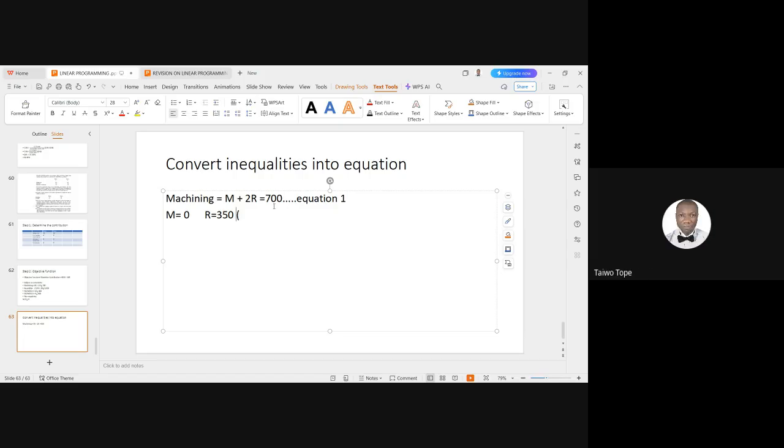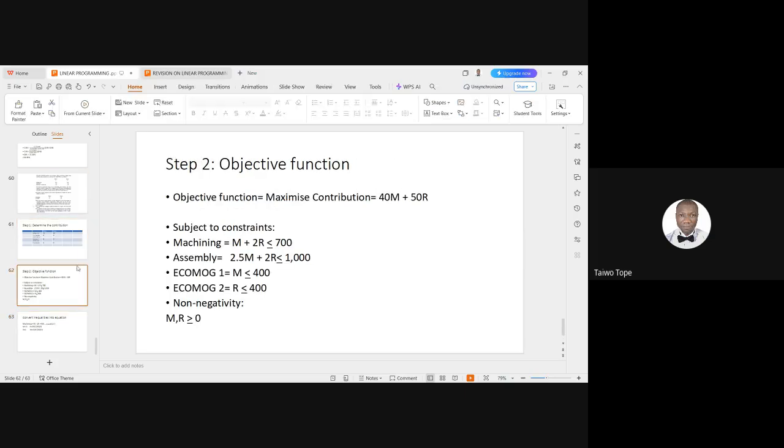How did we get that? It will be 700 divided by 2. So when R is equal to 0, M is what? M is 700. That is 700 divided by 1. This is equation 1.